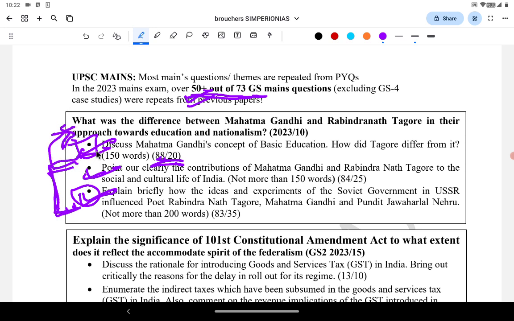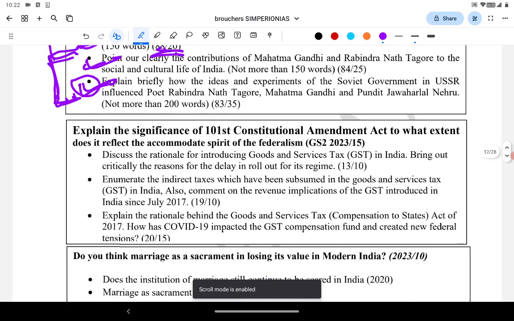We are not saying it's a direct repetition. The 1988 question is direct with regard to education. The other two questions, when they talk about social and cultural life, cover education and nationalism. Let's move on to the next question. Very important.